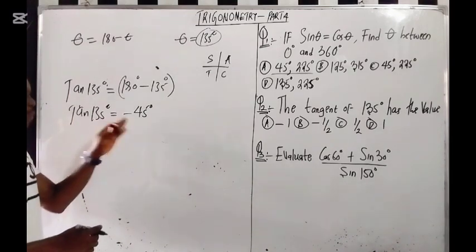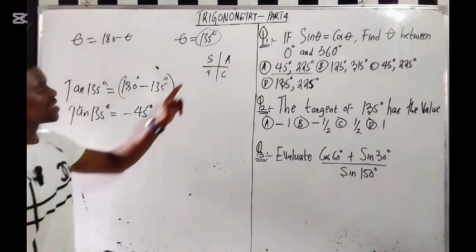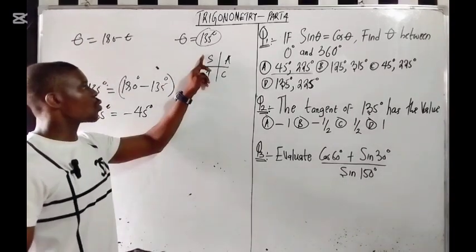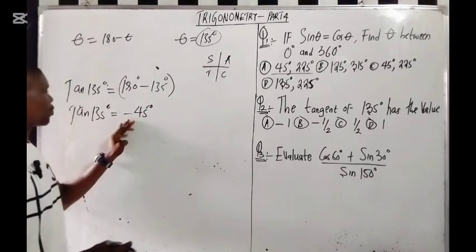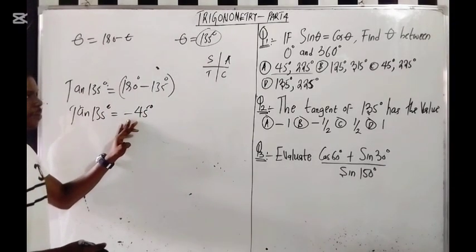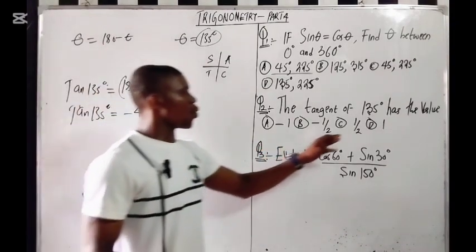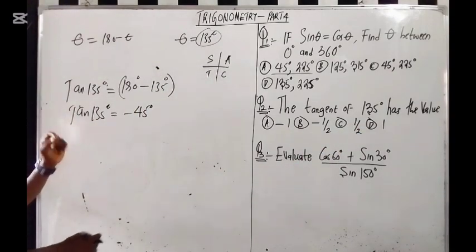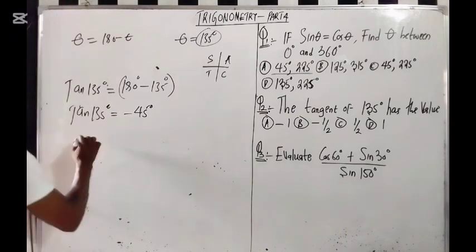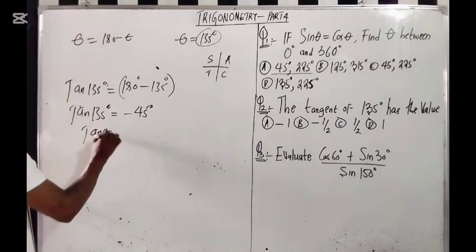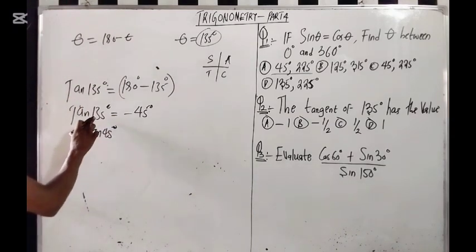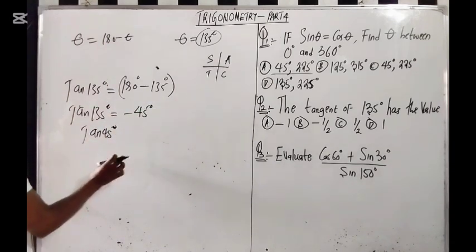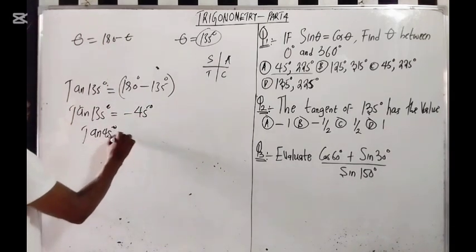There's a minus here because in the second quadrant, tan is negative. Only tan in the second quadrant is negative. So that's why we have 45 here. They now ask you what the value is. Tan 135 degrees is also the same as minus tan 45 degrees. So that would be tan 45 degrees.